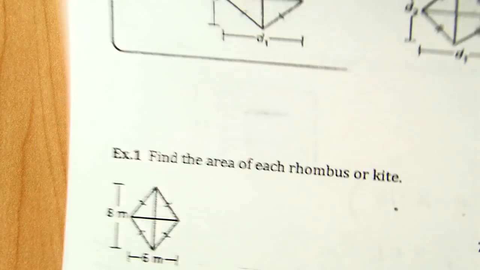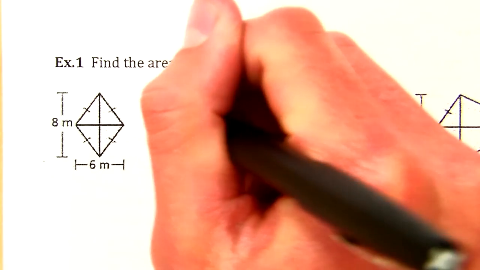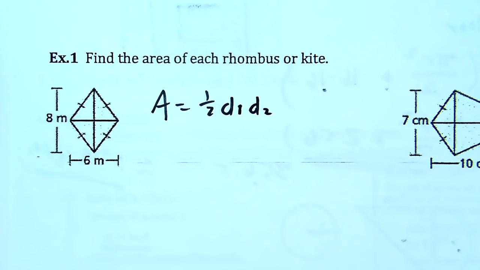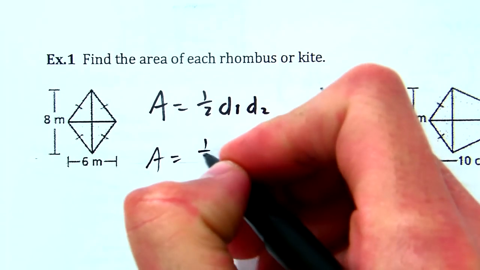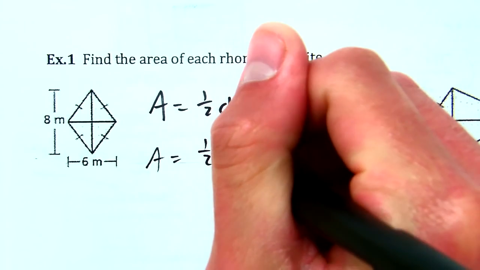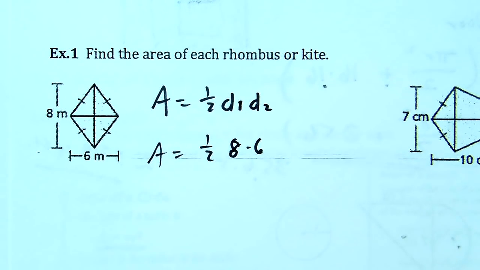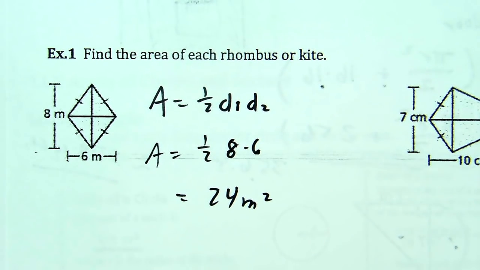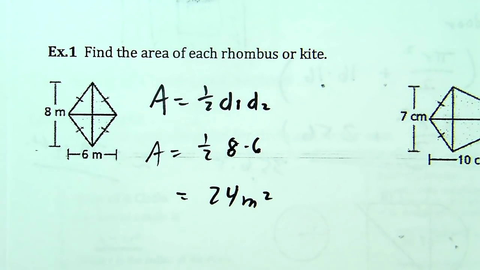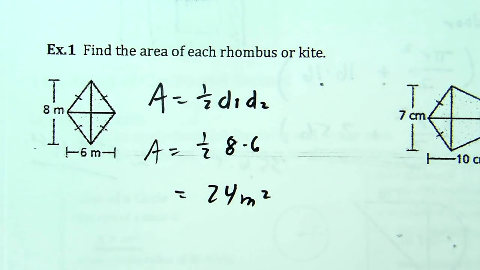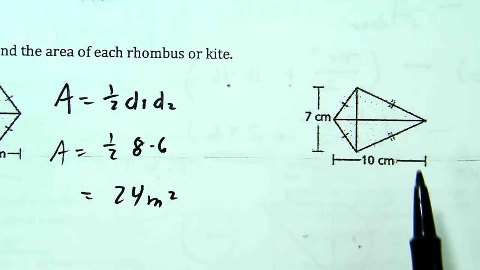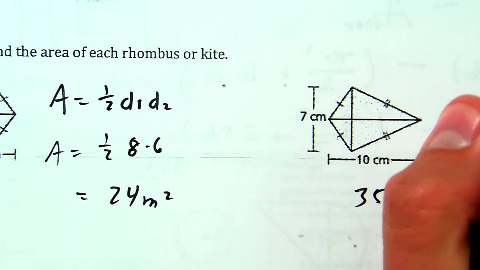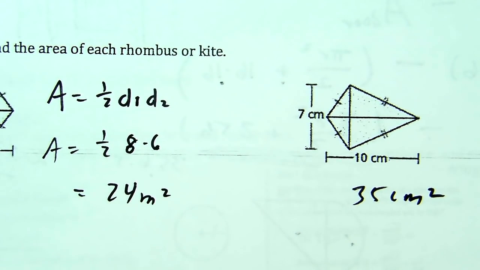So when we look at this example right here, the area is half of the diagonals multiplied together. The diagonal is 8. The other diagonal is 6. Half of 8 times 6 is 24. So 24 square meters is the area of that rhombus. The area of the kite would be the same thing. 1/2 of 7 times 10. Half of 7 times 10 is 35. So the area here would be 35 square centimeters.